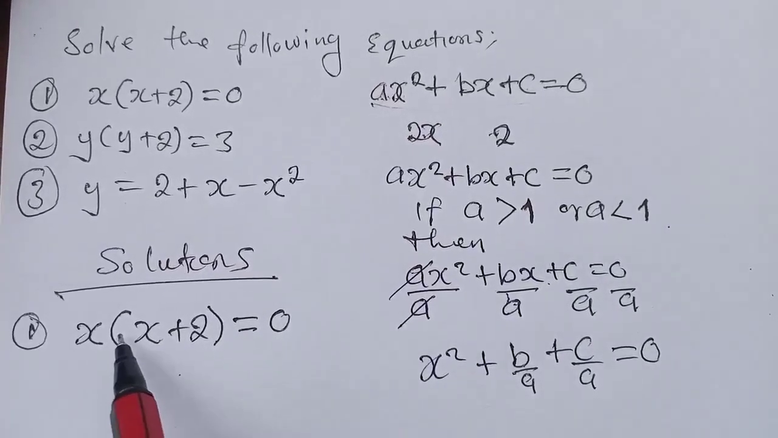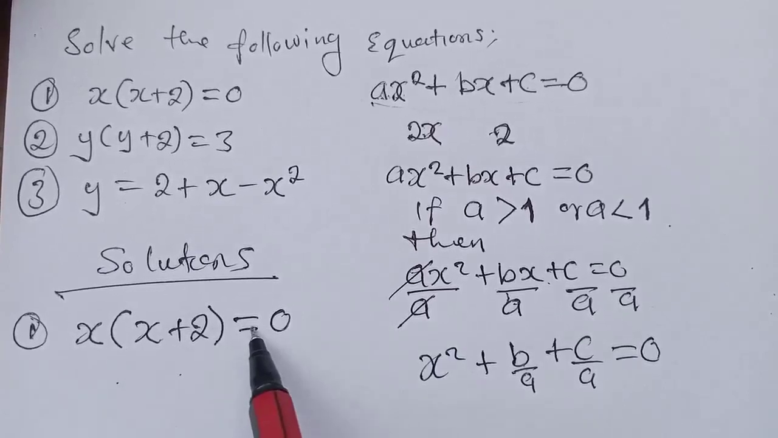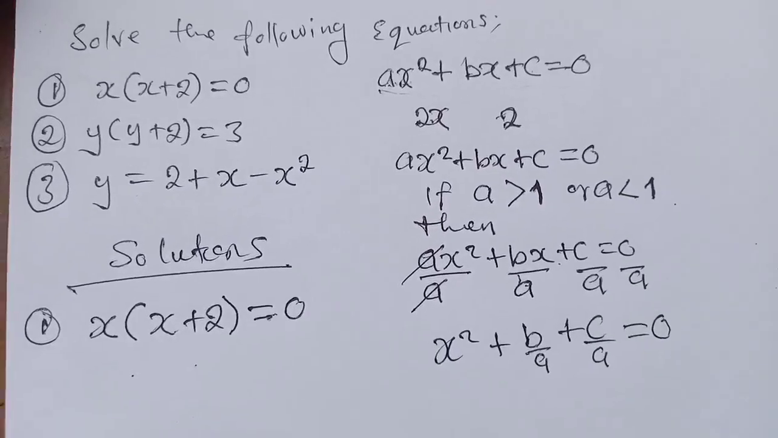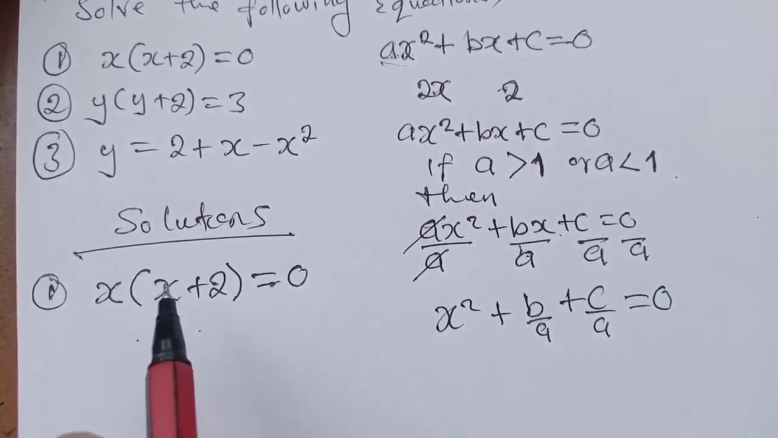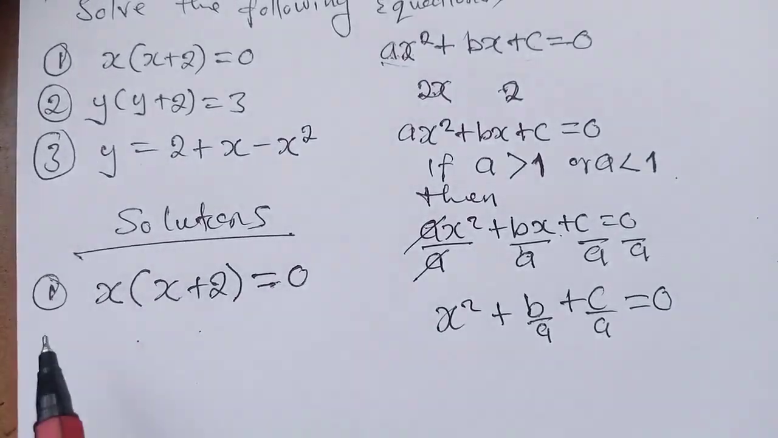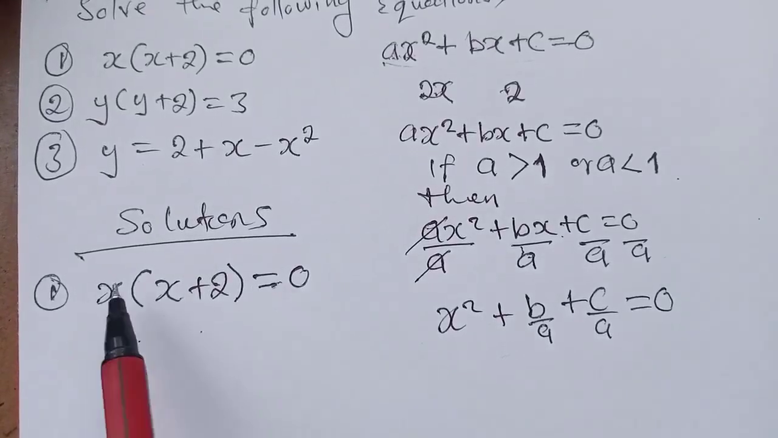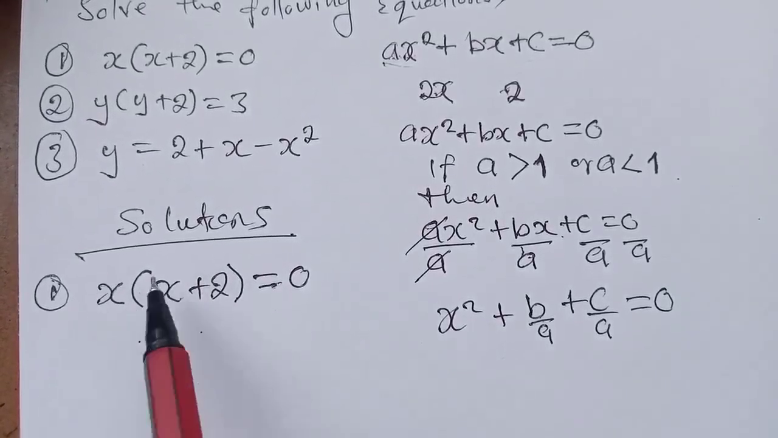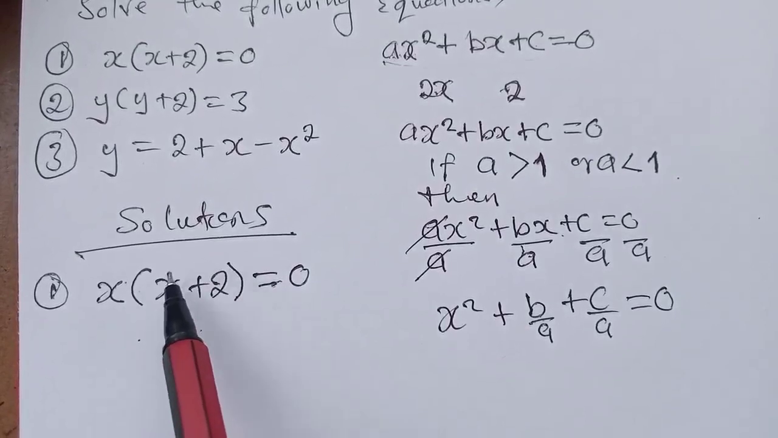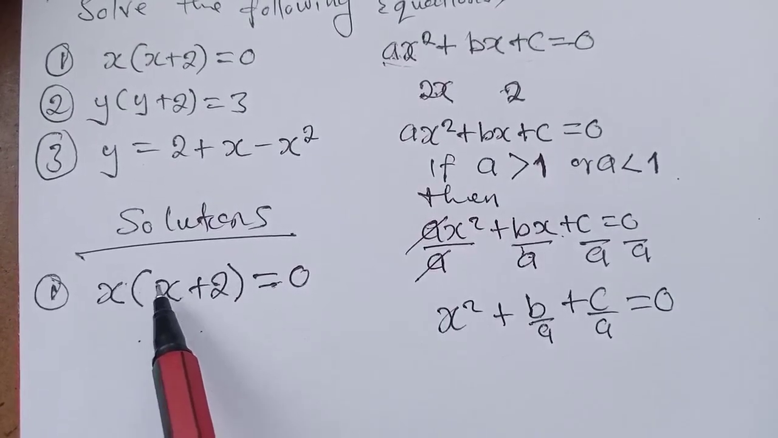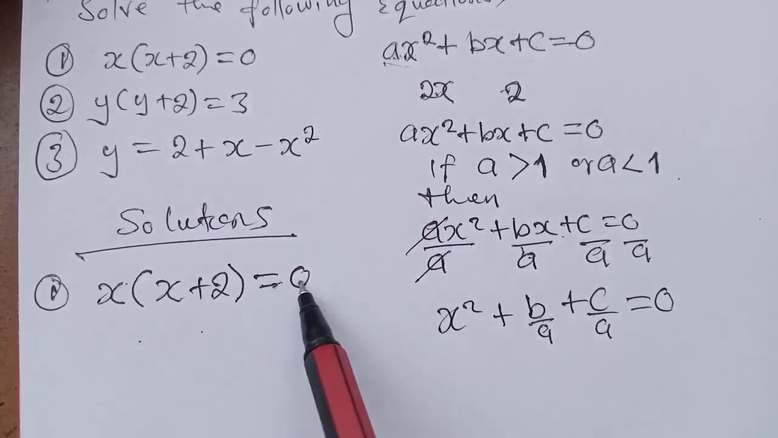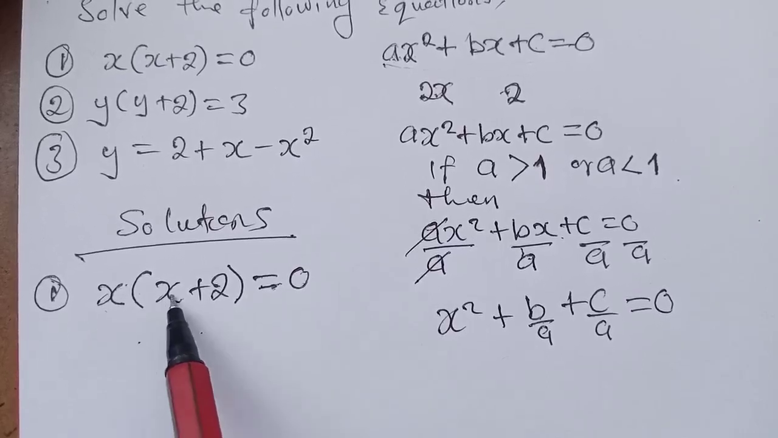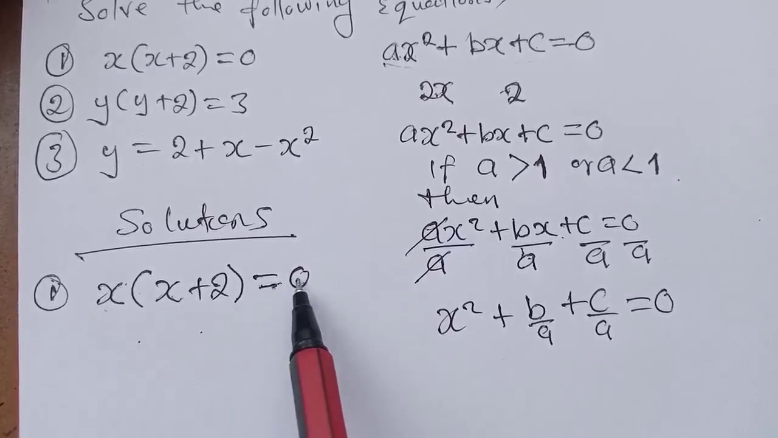If this equation is equal to 0, these are the equations that you find in the ECZ exam in paper 1. If you find an equation like this, where the letter is not even squared, it is just like this and it is equal to 0, it has two variables and is equal to 0.